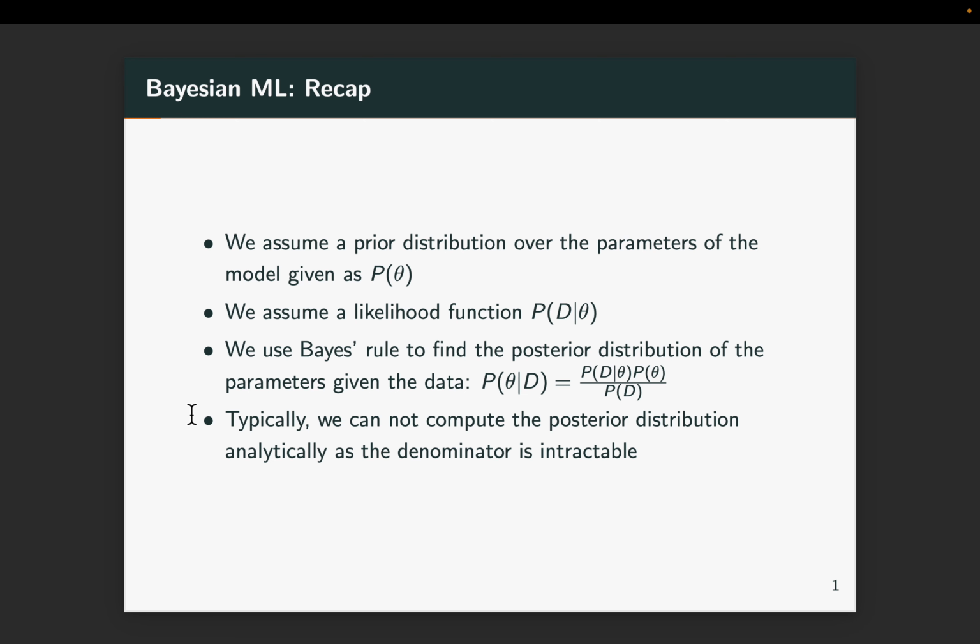Right? So what did we do in order to solve this problem? If we cannot compute p of d, we cannot use the Bayes rule to obtain the posterior. What do we do?